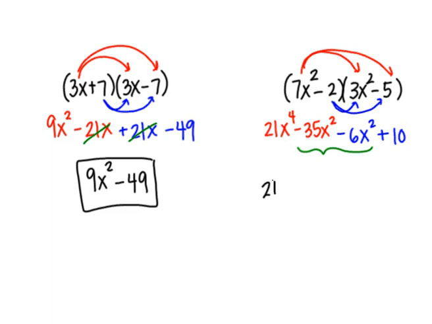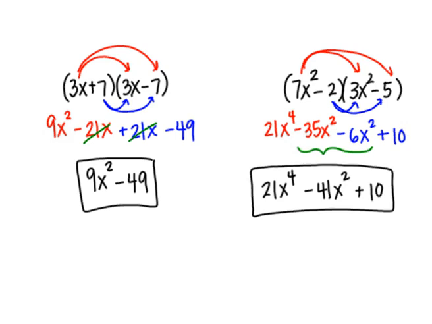So we have 21x to the fourth. In the middle, we have the same sign, so we're going to add and keep the sign. So that would be a negative 41x squared plus 10. And that would be your answer.